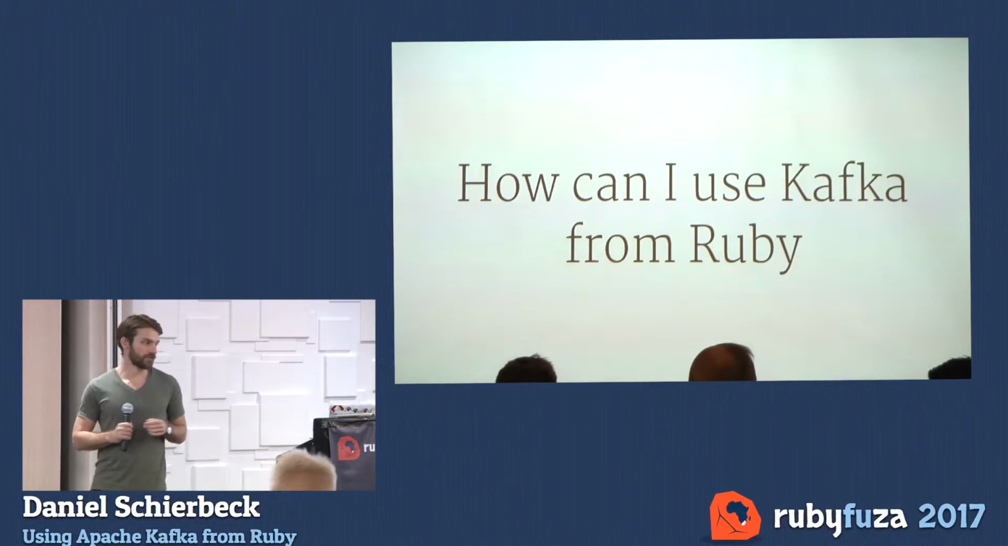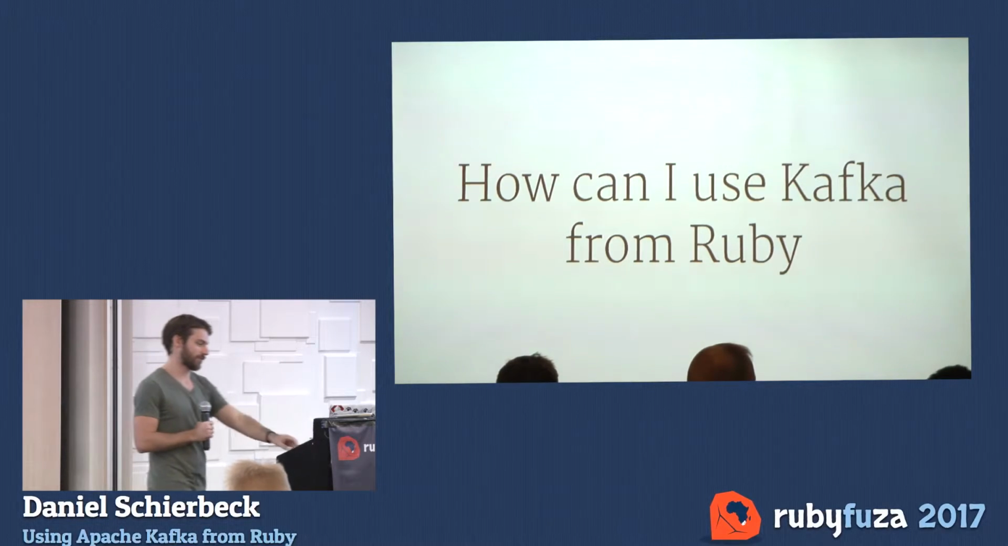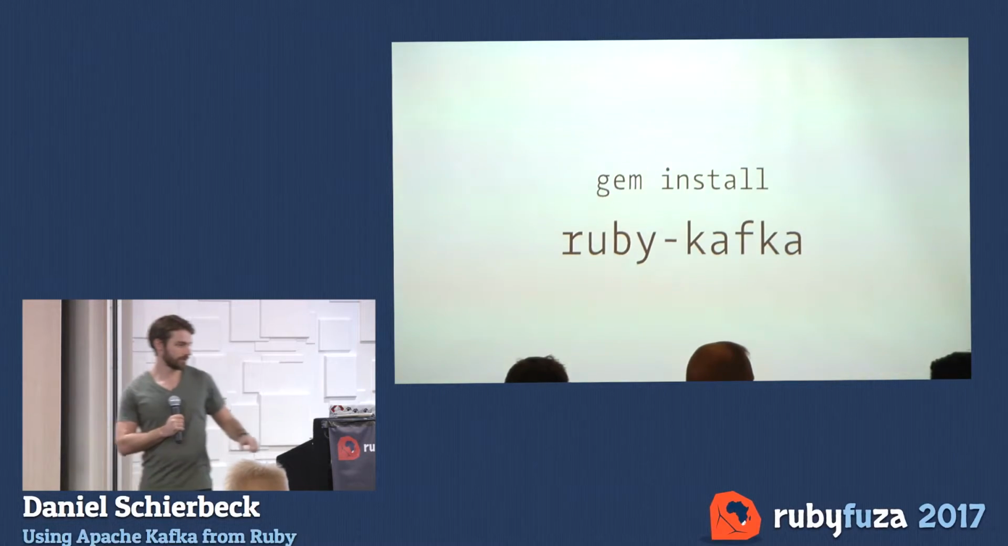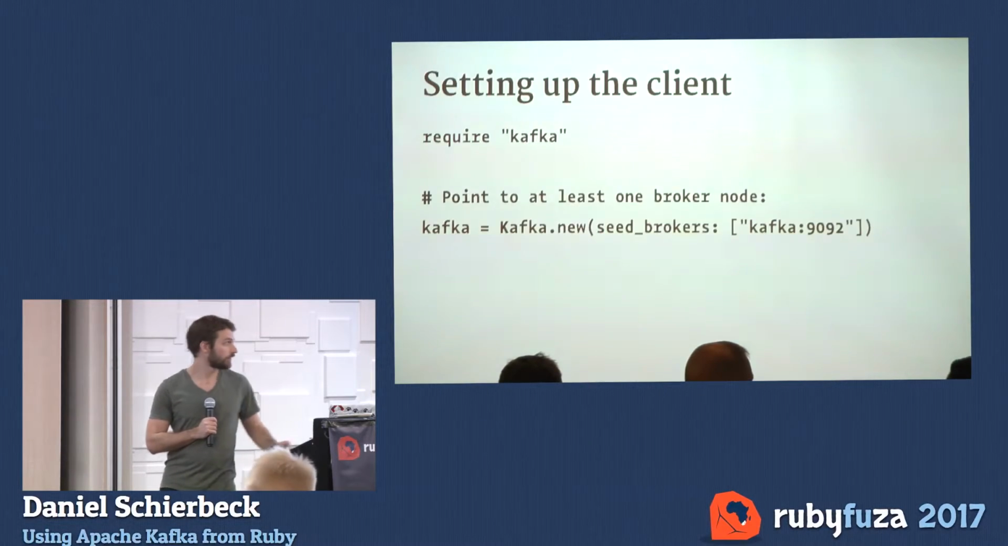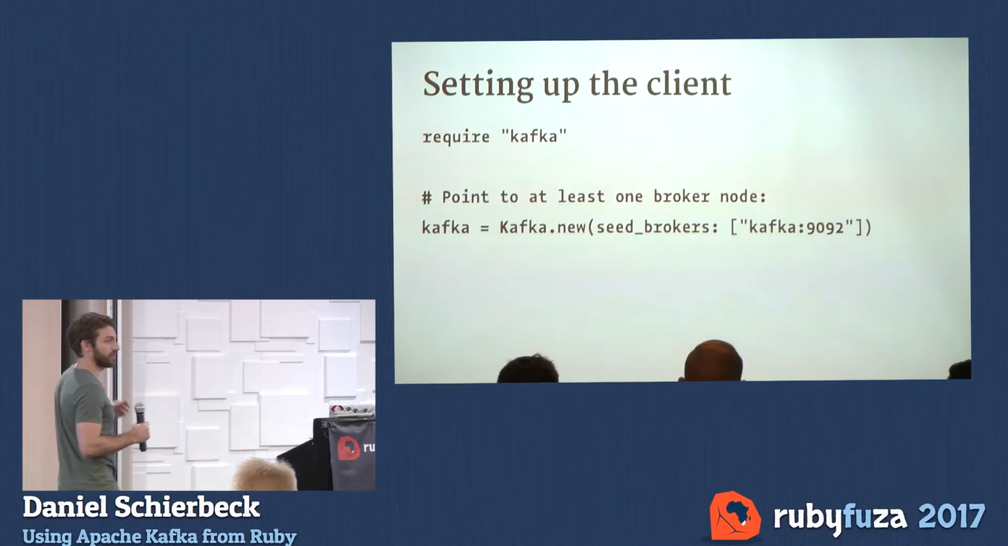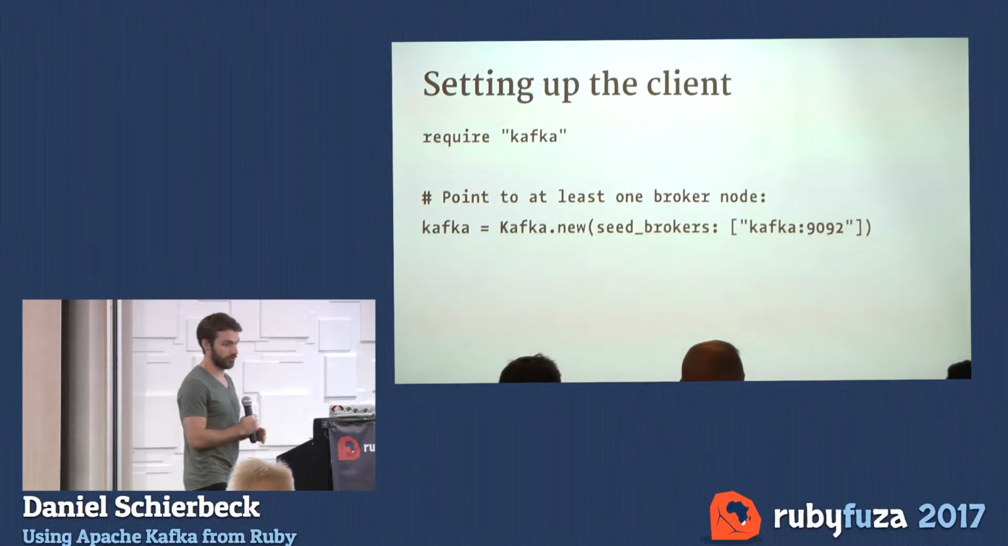So how would you actually go about using Kafka from Ruby? Well, that's where I wrote the gem in my fit of rage. You simply install it, and then you point it to at least one broker. It auto-discovers the entire cluster, and it should just work.